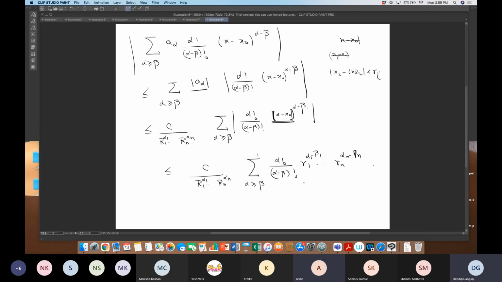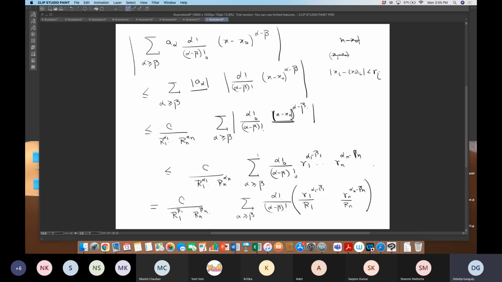I write a small trick. I can write this as r1 to the power beta 1 dot dot dot rn to the power beta n. This alpha I put inside, and I will be getting alpha minus beta. So this is the summation over alpha greater than beta of alpha factorial by (alpha minus beta) factorial, times (r1 by capital R1) to the power (alpha 1 minus beta 1) dot dot dot (rn by capital Rn) to the power (alpha n minus beta n).